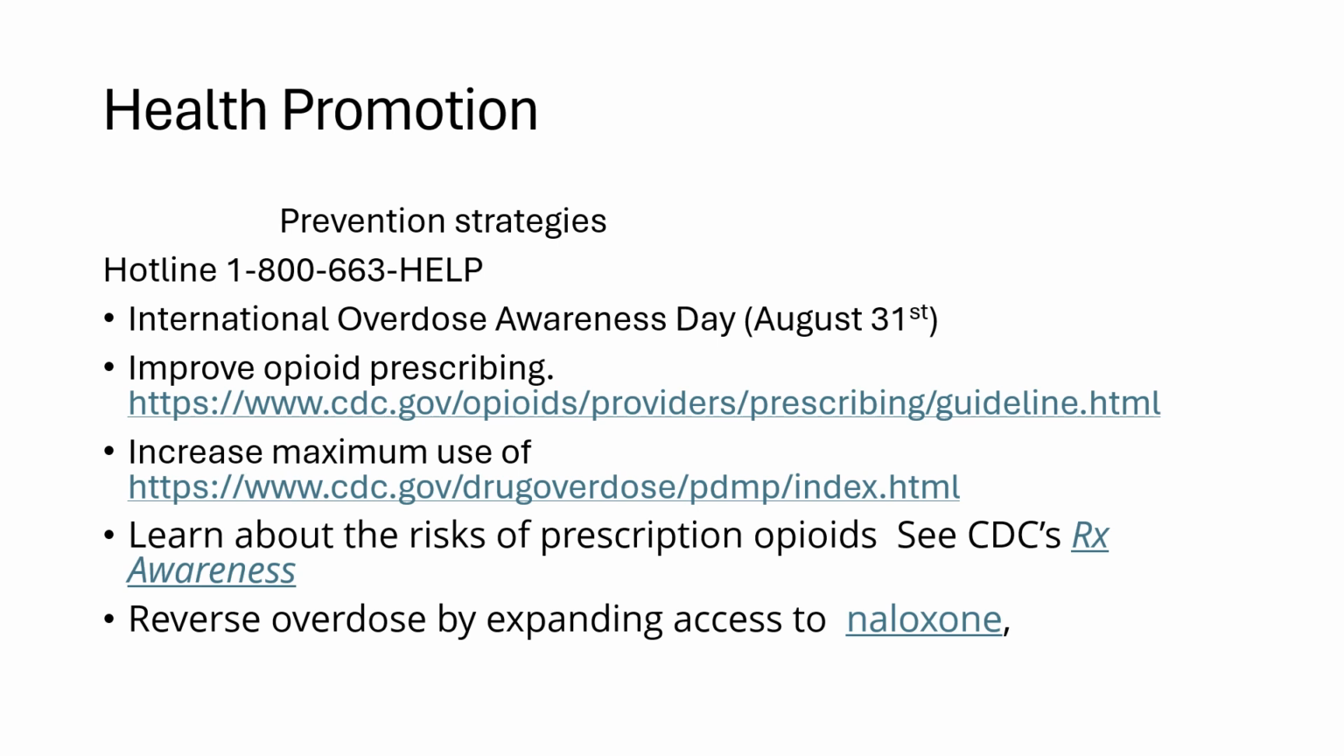So it's talking about health promotion. I'm going to talk about prevention strategies. How do we prevent opioid use disorder? So there is a hotline that people can call to get help, and it is 1-800-663-HELP. We have the International Overdose Awareness Day, which is August 31st of every year.